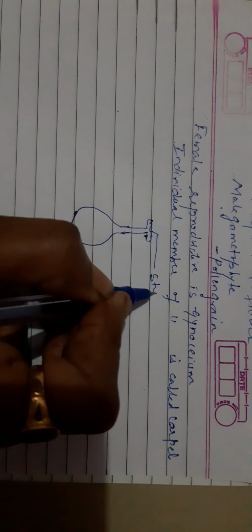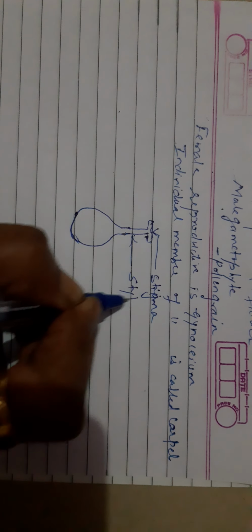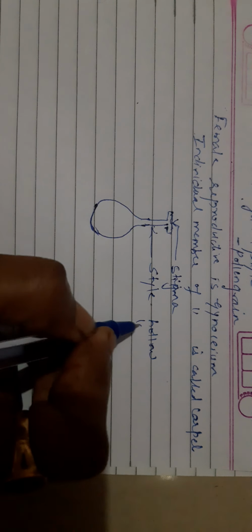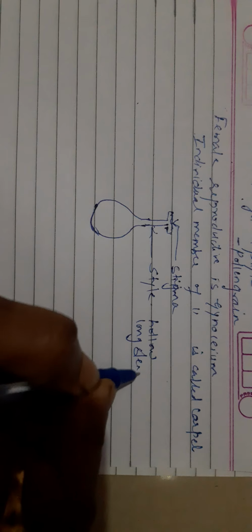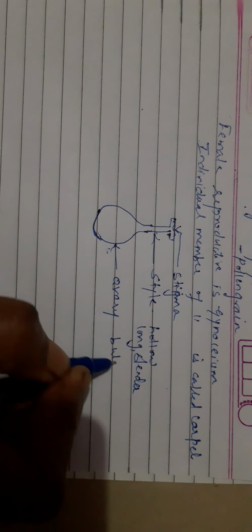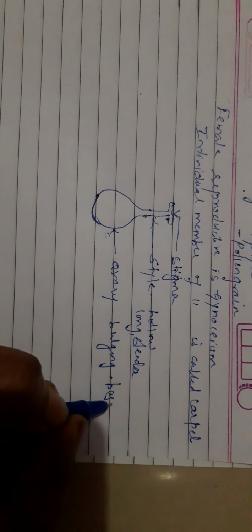So, this is the stigma, style. Now, this style is hollow, long, and slender. And this is the bulging portion. It is called the ovary. It is bulging and it is at the base, so it is also called the basal portion.